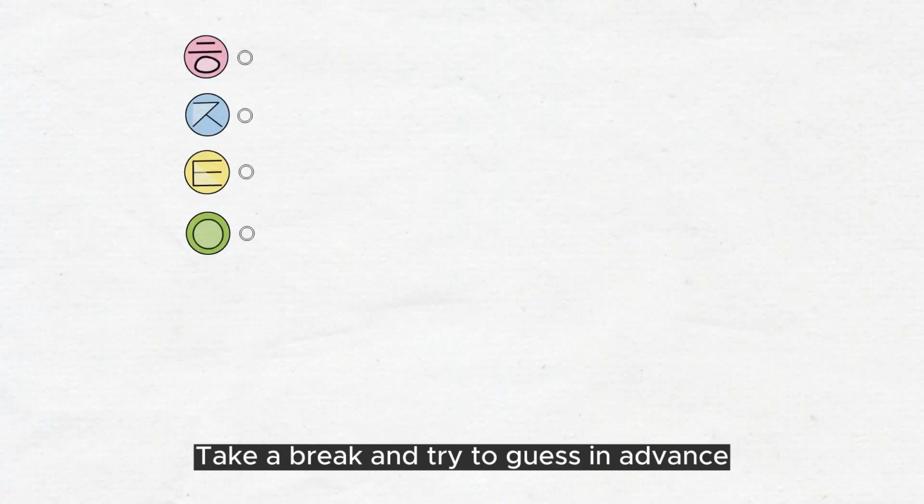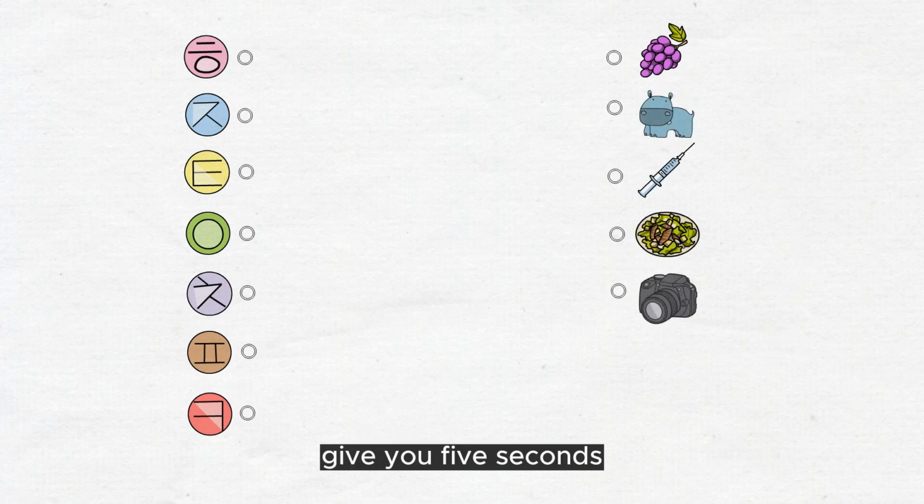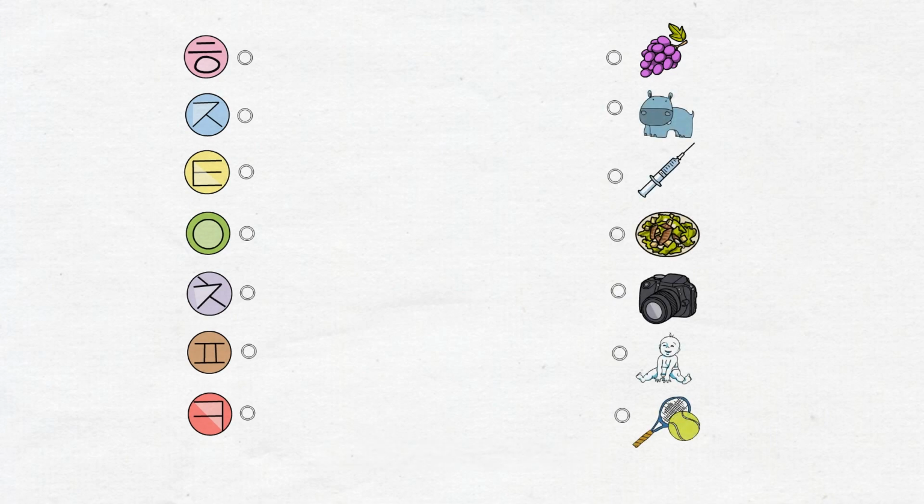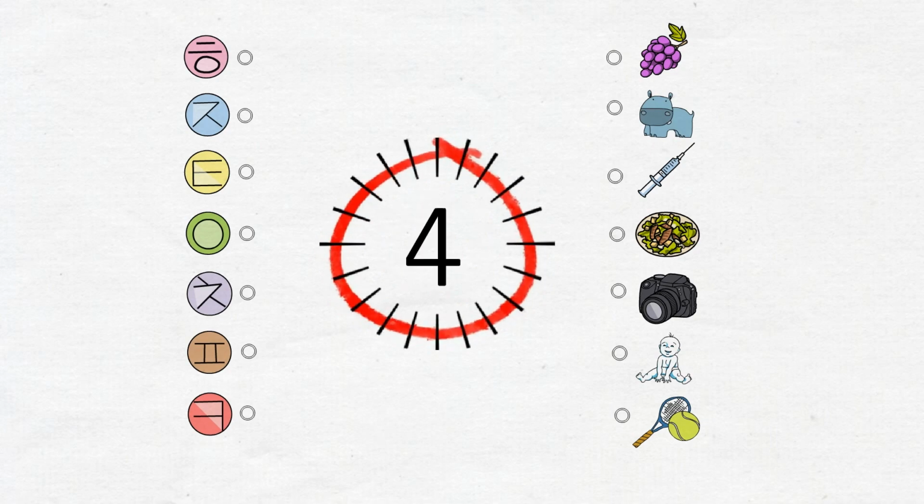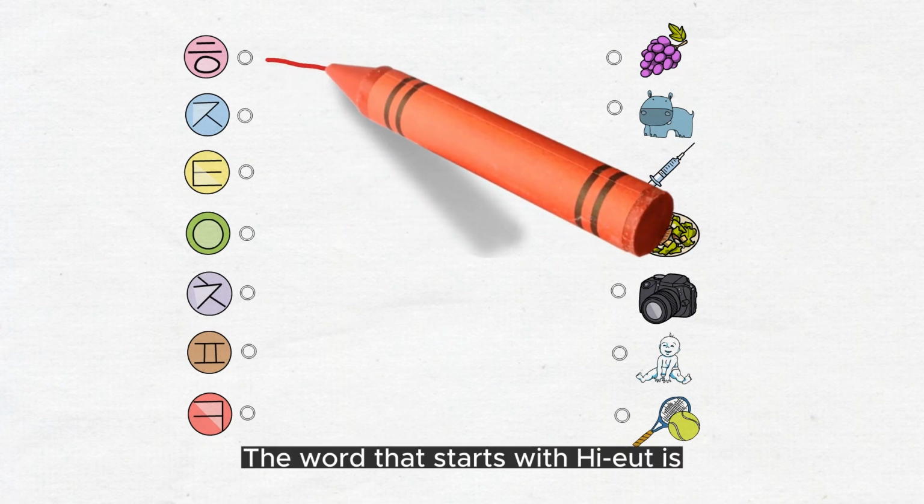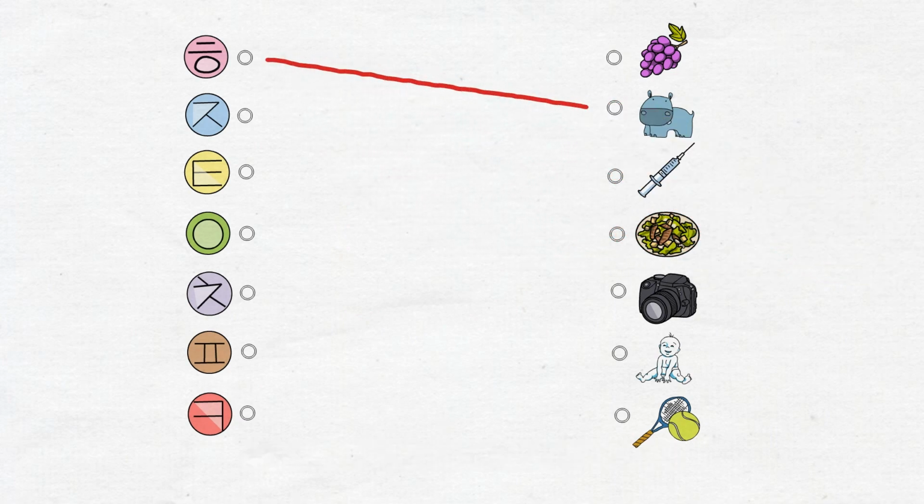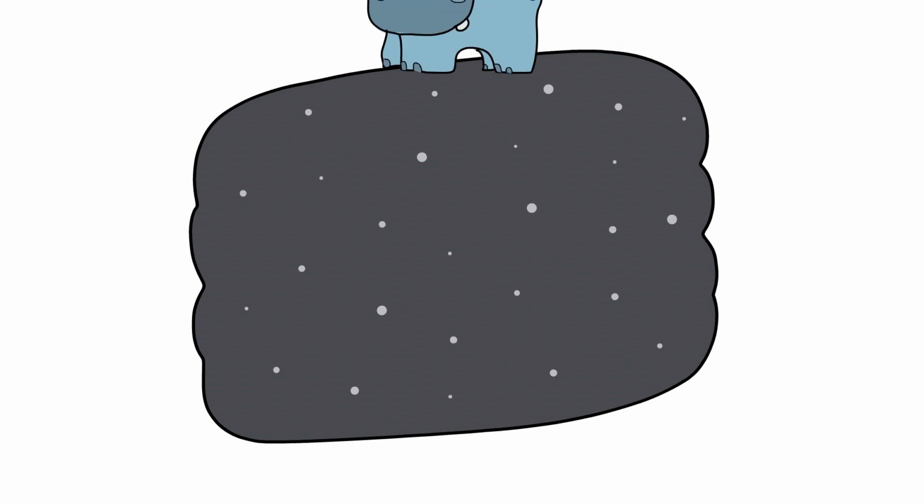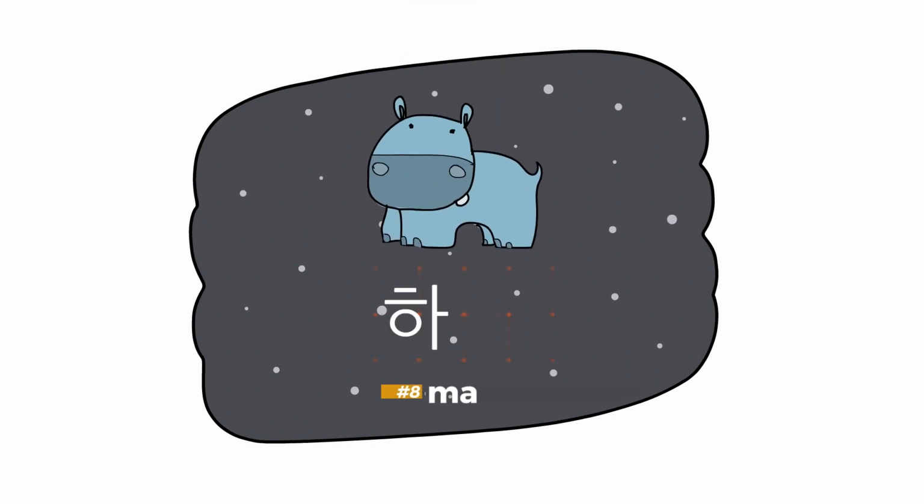Take a break and try to guess in advance. I'll give you 5 seconds. 5, 4, 3, 2, 1. Go. The word that starts with 이응 is 아기... The word that starts with 히읗 is 하마, 하마.